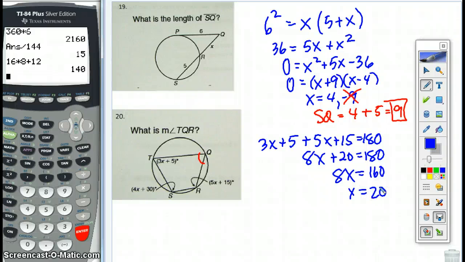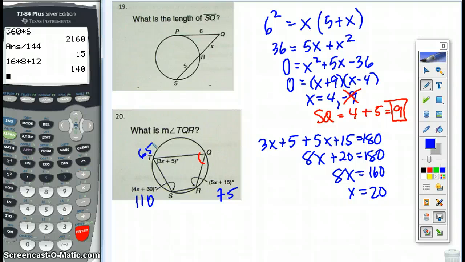And now we have to go answer the question. I think what we need to do is go find the answer to each one of those angles. So we plug in 20 here and we get 75. Plug in 20 here and we get, what do we get? 20, 80, 110. And plug in 20 here and we get 65.